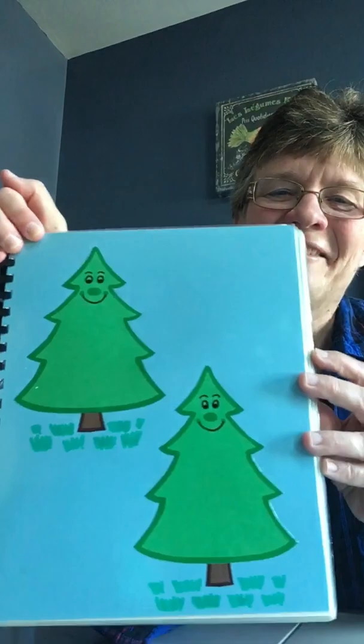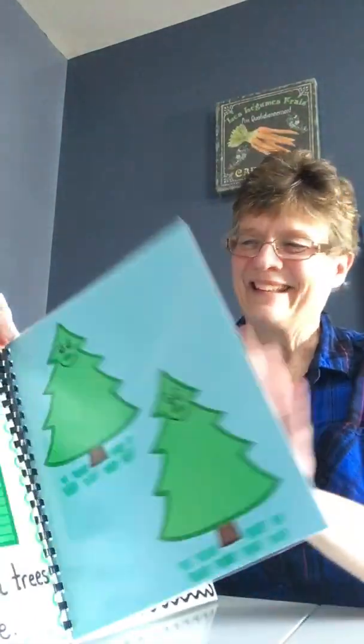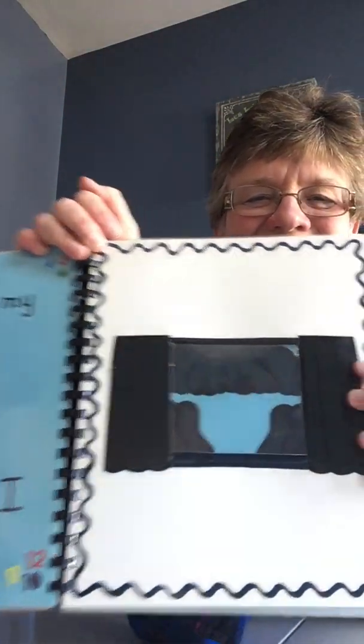I see 2 green trees smiling at me. 1, 2. I look out my window, and what do I see? Oh, what are those? Can you tell? Oh, yeah, somebody must be coming to our door. There's my dog. It's Halloween.